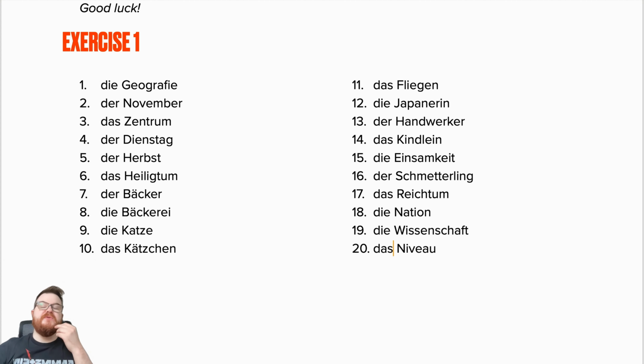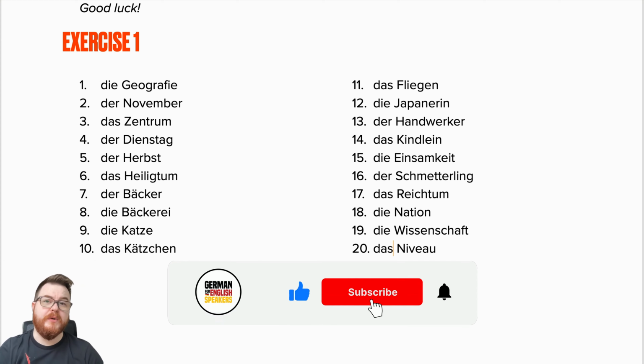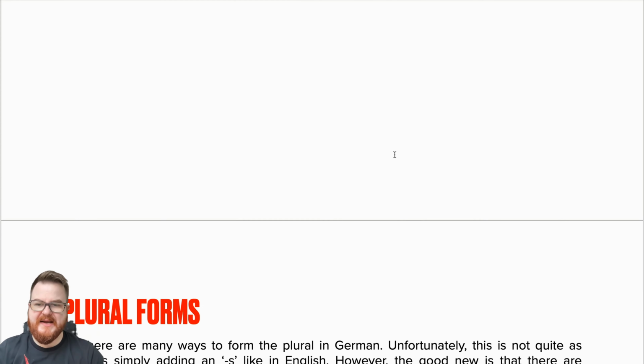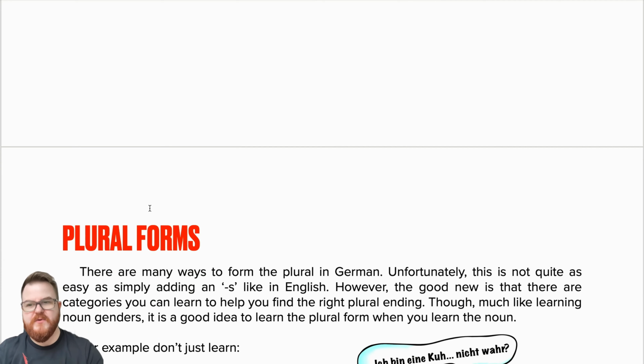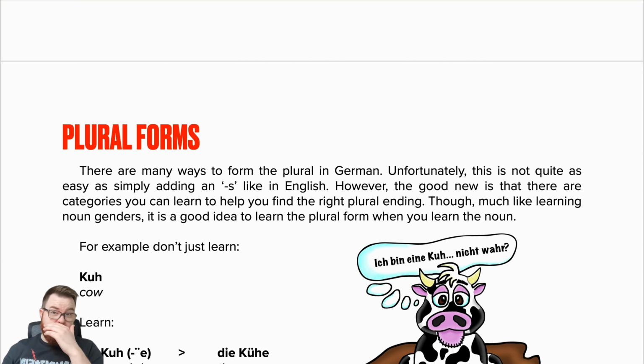Okay, so those are some rules that we can use to determine the gender in German. Now, let's move on to take a look at the rules for how to make our nouns plural. Okay then, so let's take a look at plural forms. How do we make a noun plural? And what do I mean by plural?